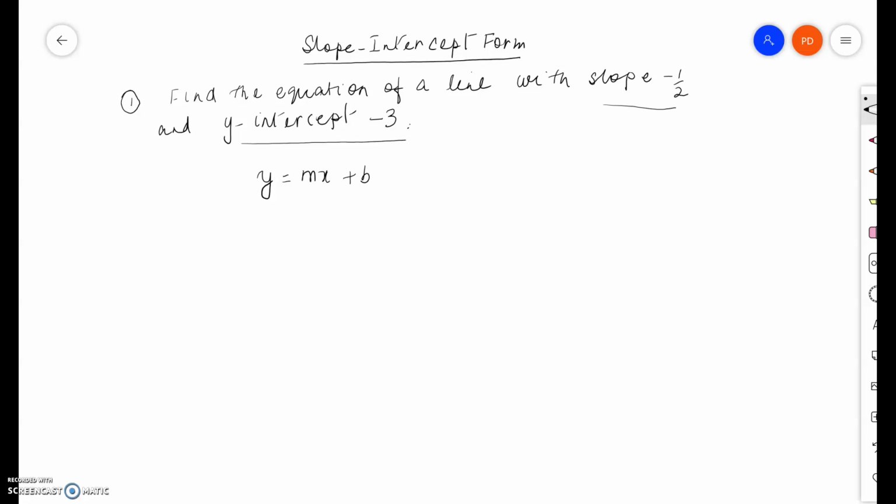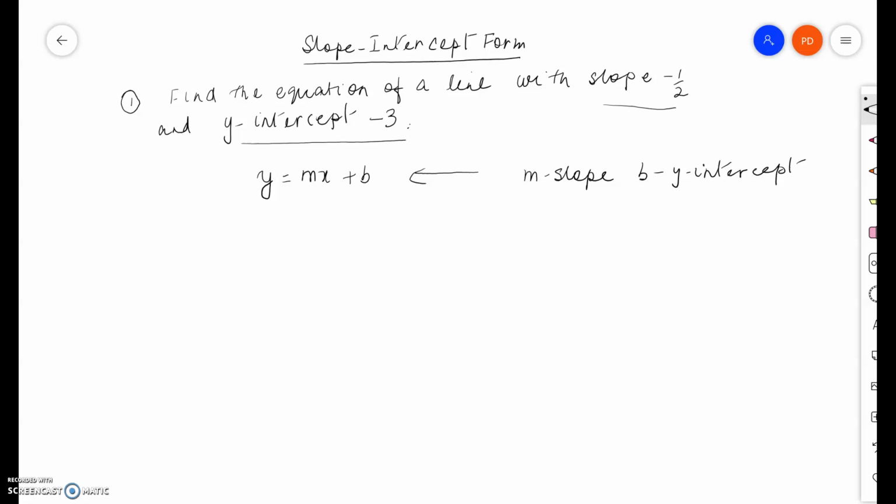So given the slope of a straight line and the y-intercept of a straight line, we can set up the equation of the straight line. The slope-intercept form is y equals mx plus b, where m is the slope of the line and b is the y-intercept of the line. The y-intercept is the point where the graph of this line crosses the y-axis.